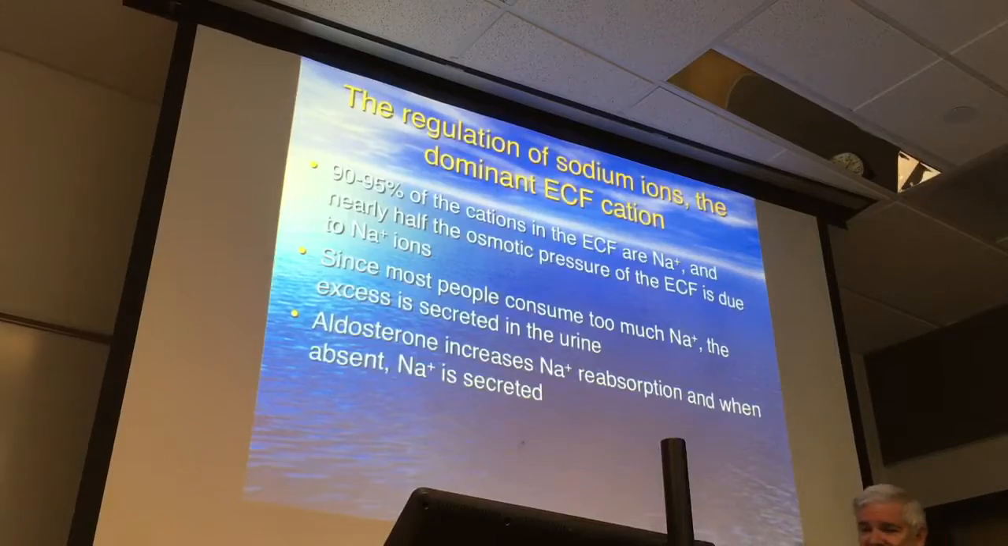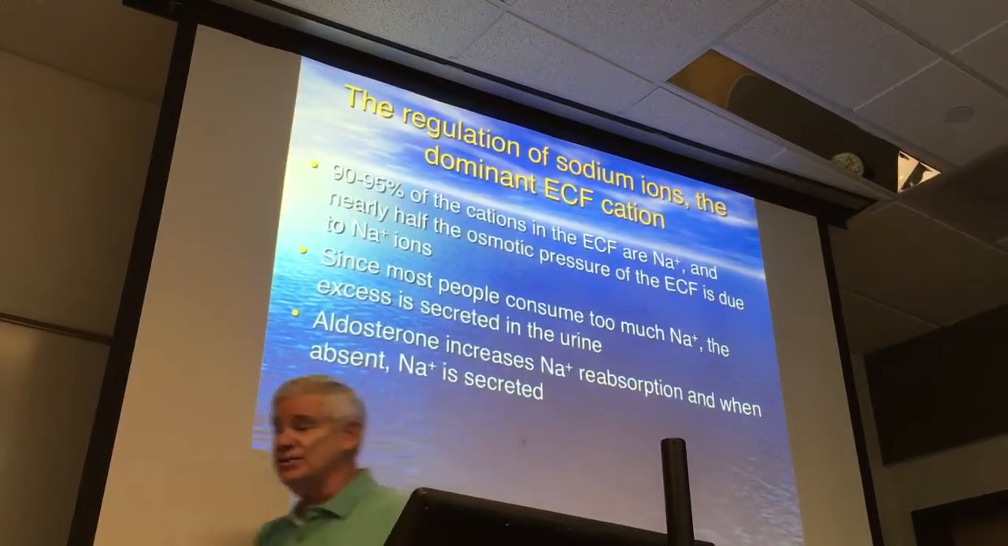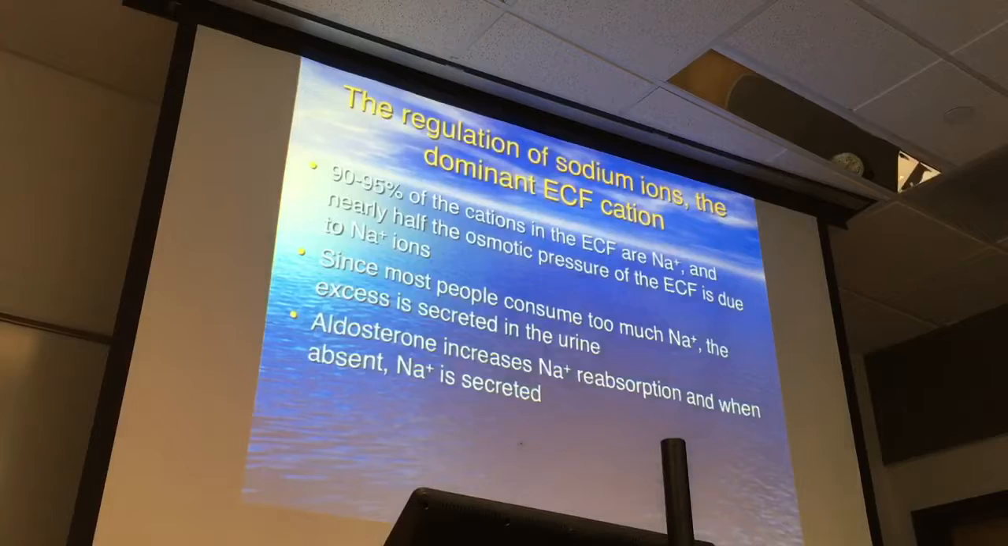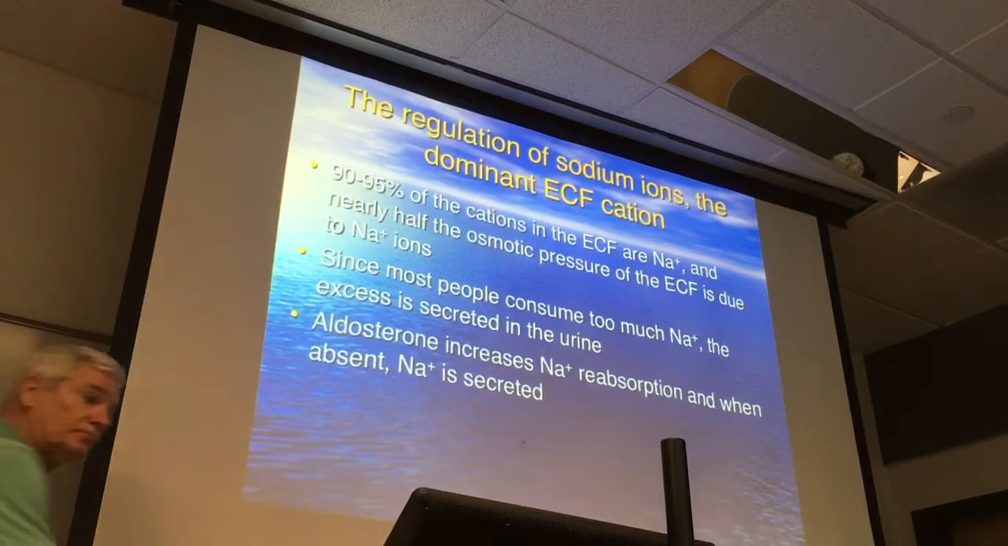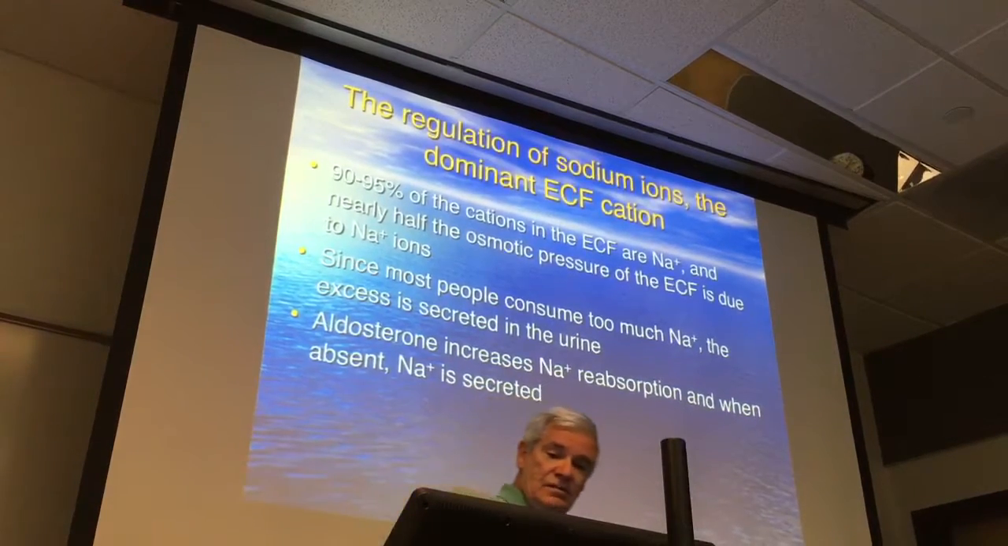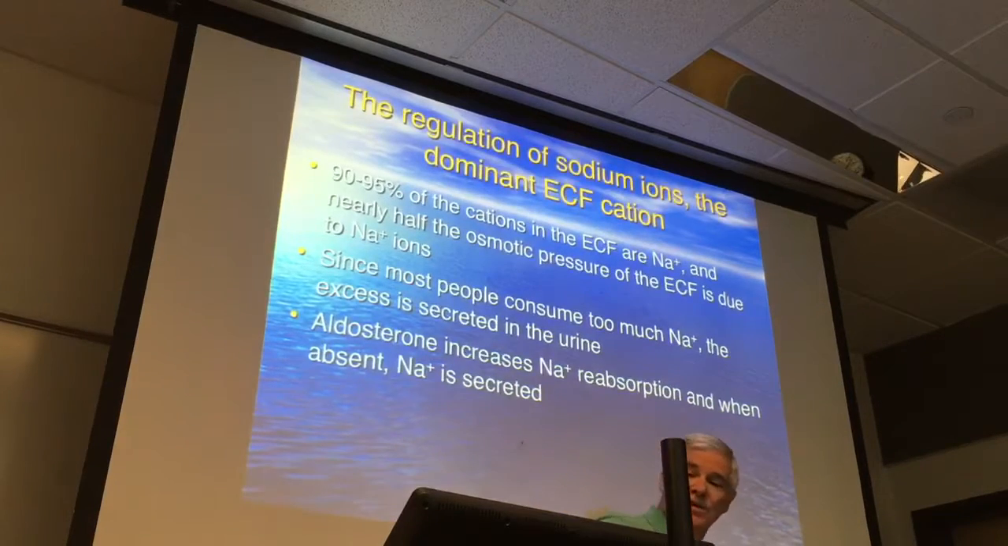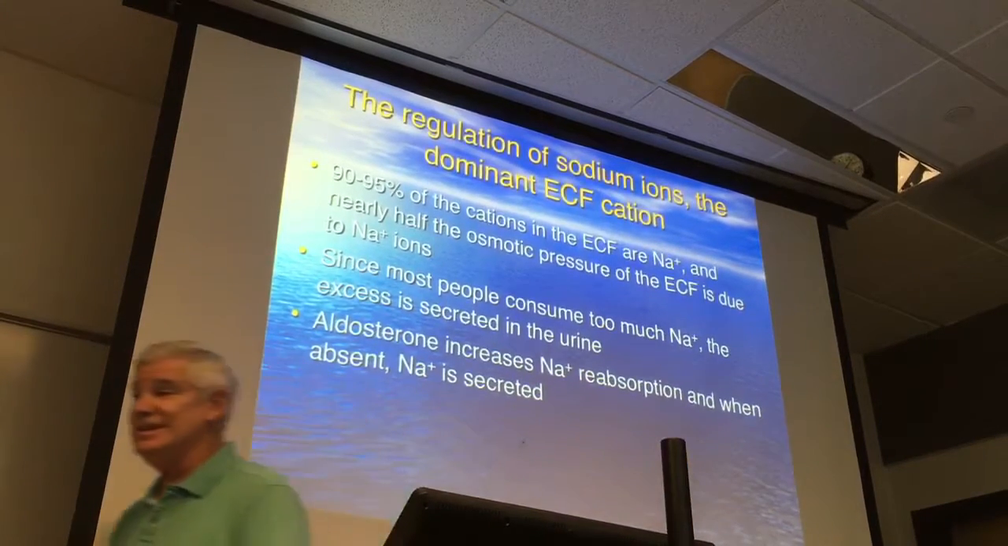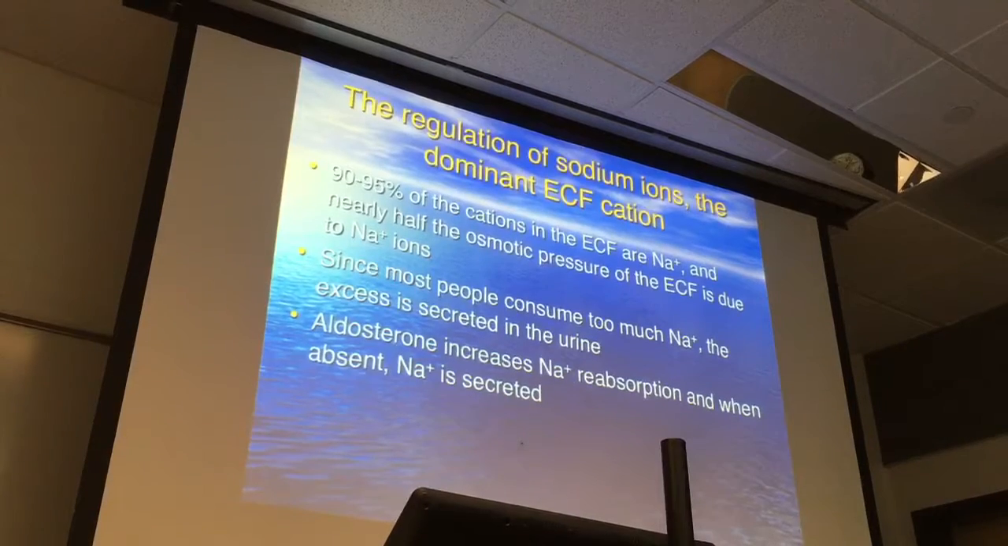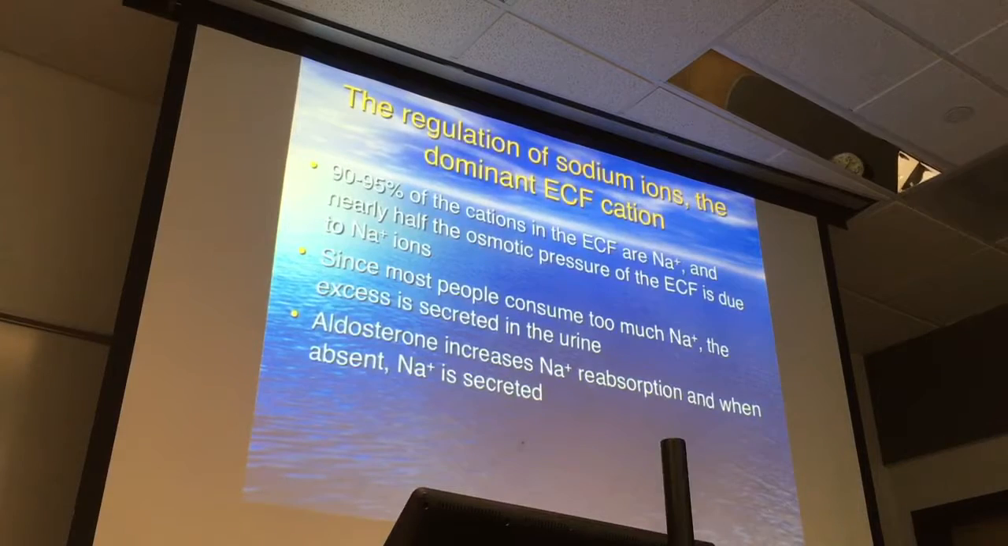The dominant cation in the extracellular fluid is, as we saw, sodium. Sodium is 90 to 95% of all the cations in the extracellular fluid. You just have to go back to that table. What was that number? 150, 140, something like that. And all the rest are much, much smaller, okay? The vast majority of cations in the extracellular fluid is going to be sodium ions.